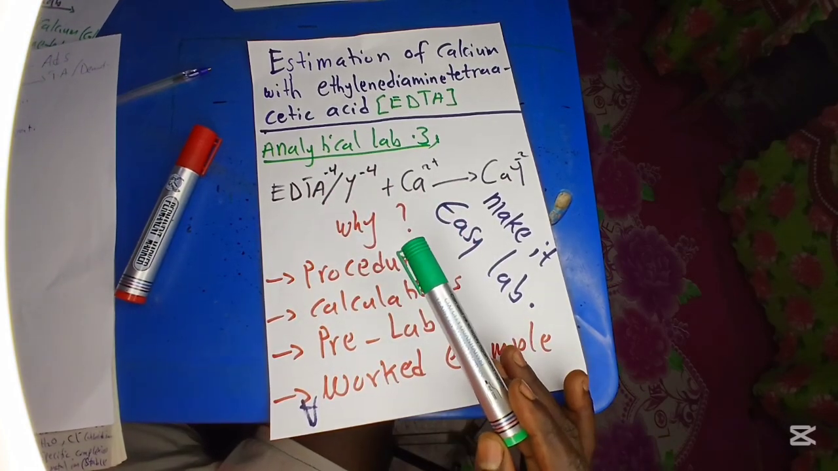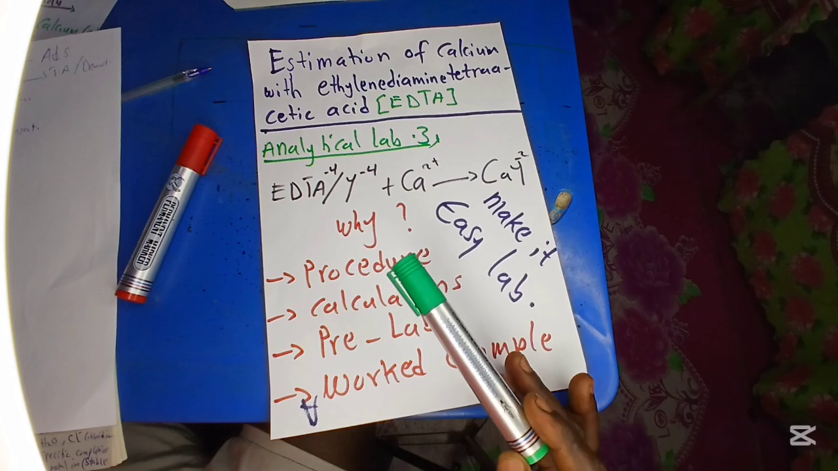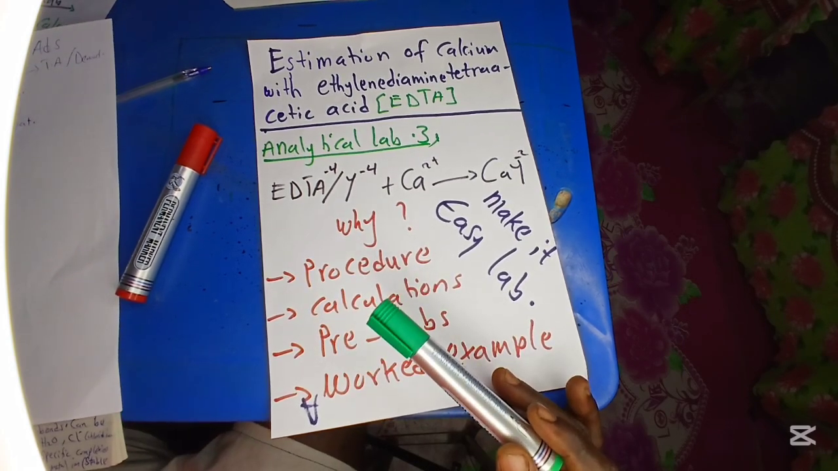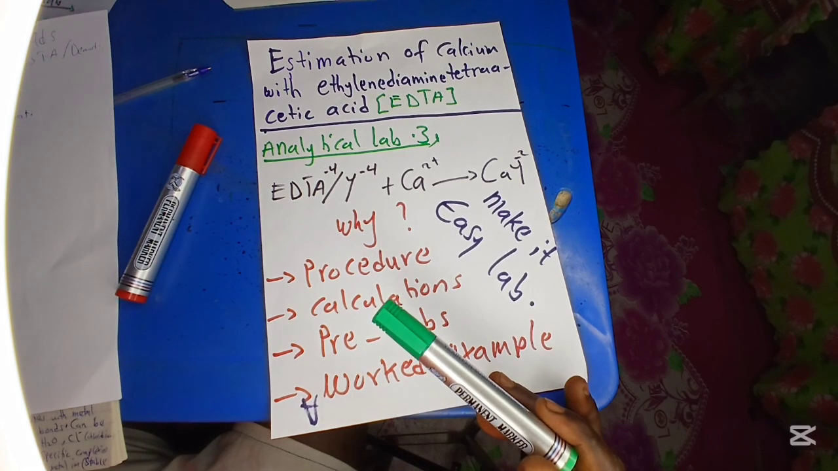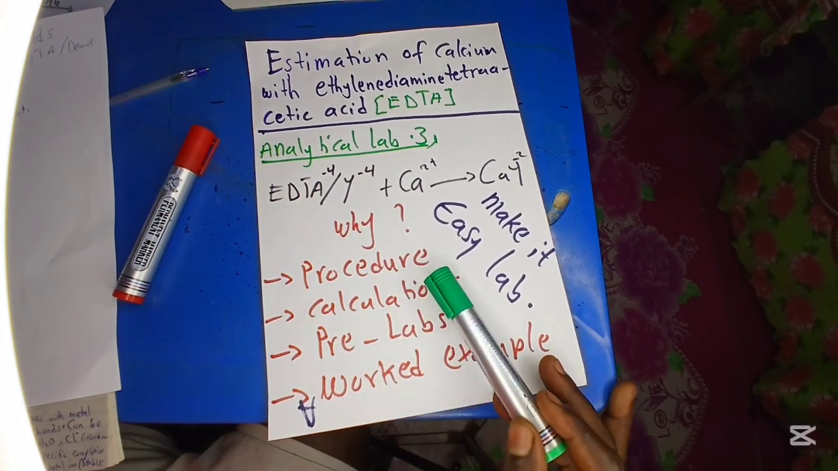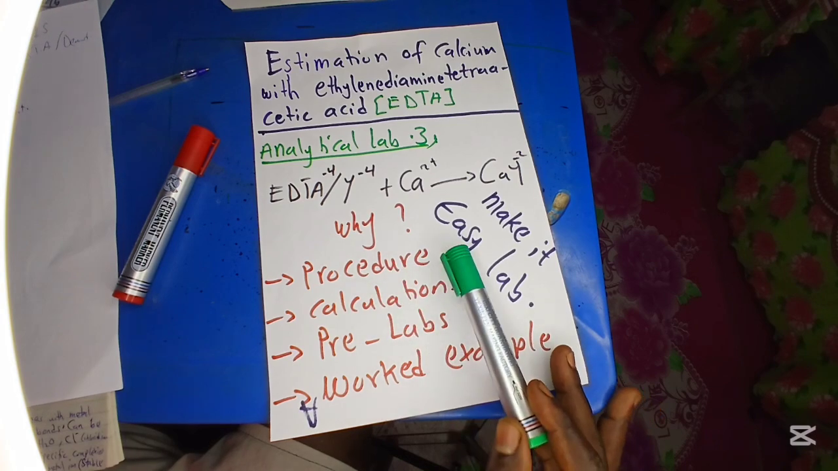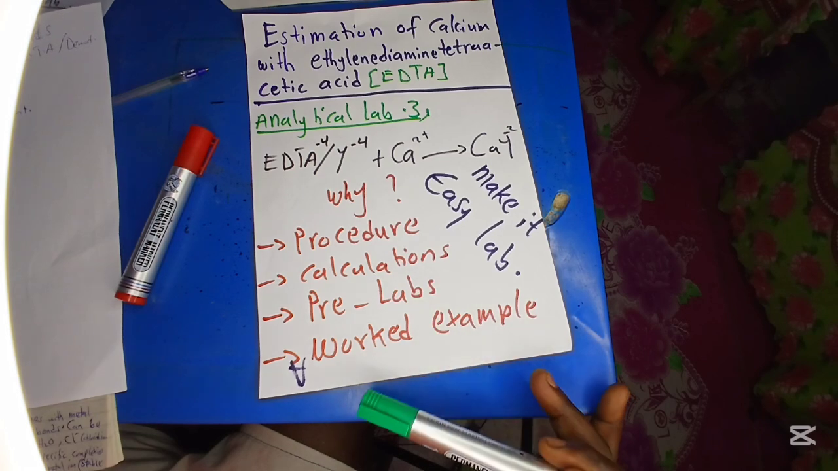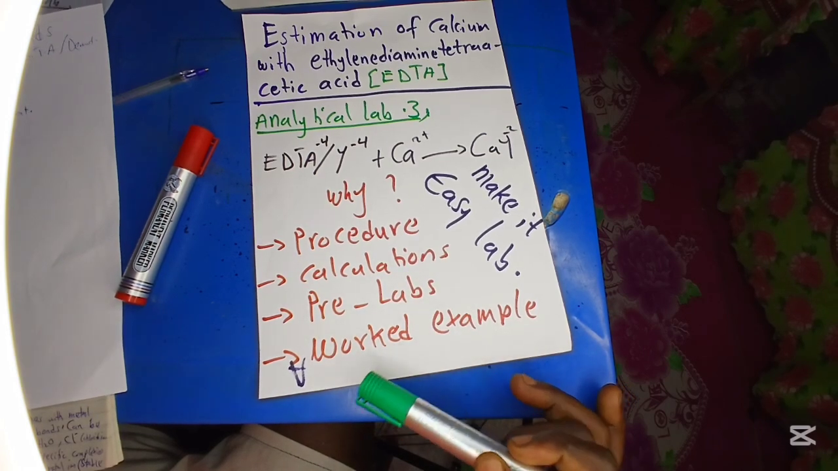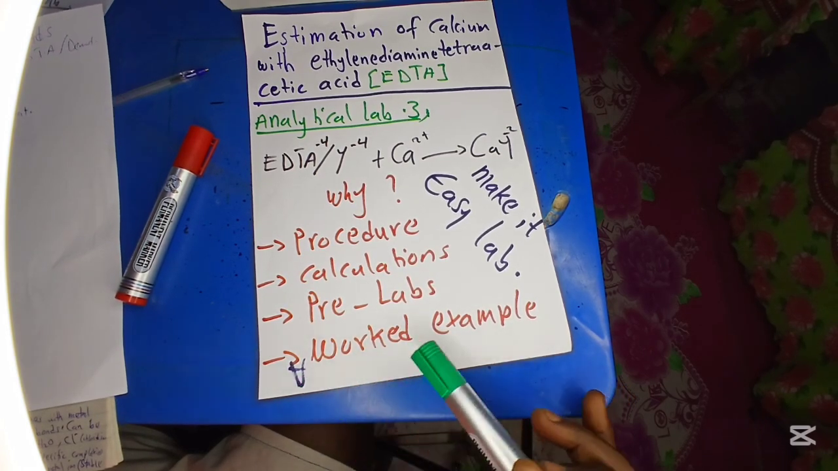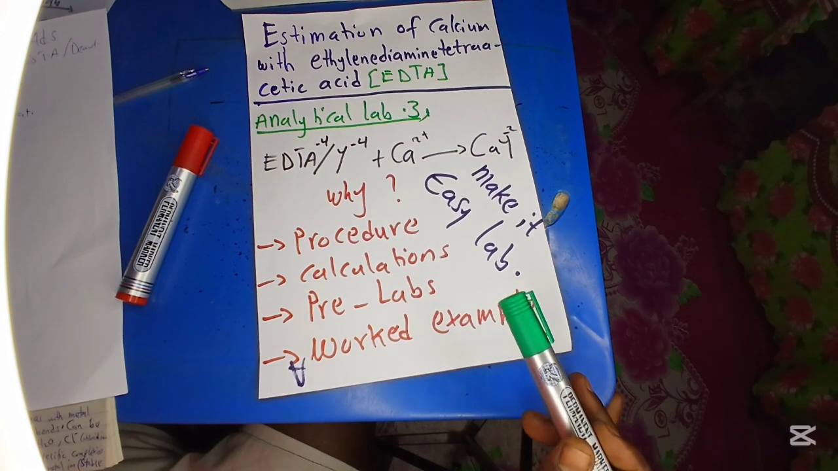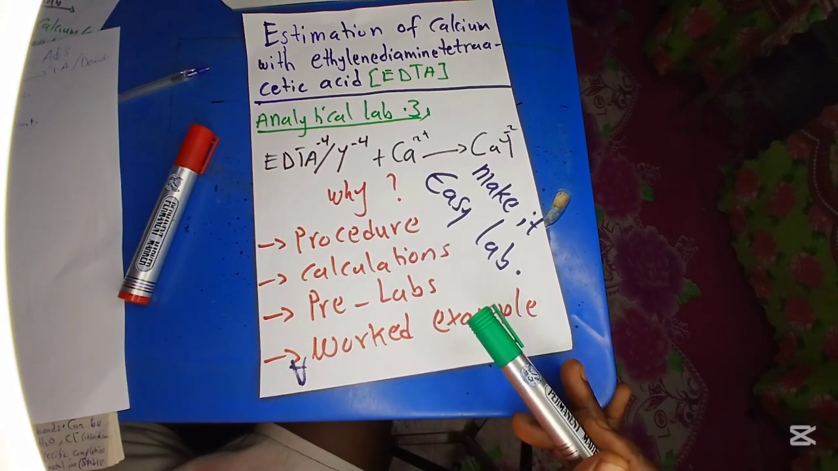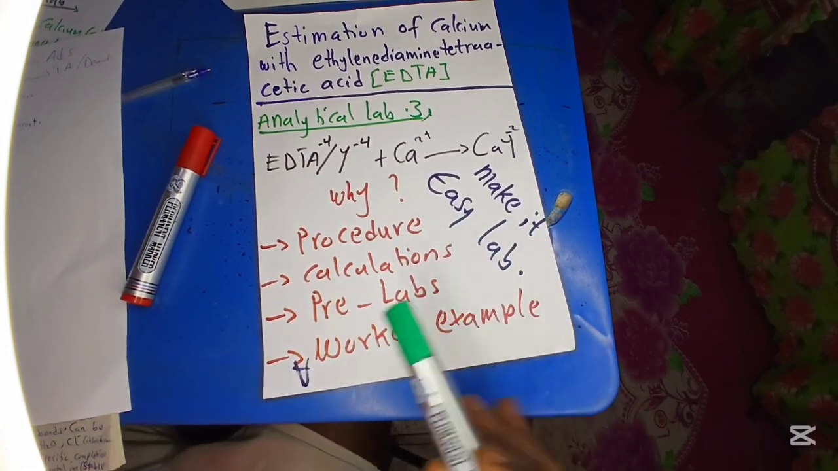Introduction. The introduction will contain the method that we will use in this experiment, and I'll explain complexing agents and chelating agents, and I'll also talk about the principle behind this experiment, and I'll take you through the procedures and why some actions are taken in the procedures, calculations, and I'll give you a pre-lab guide. I also have a work example for you to enhance your understanding of this lab work.